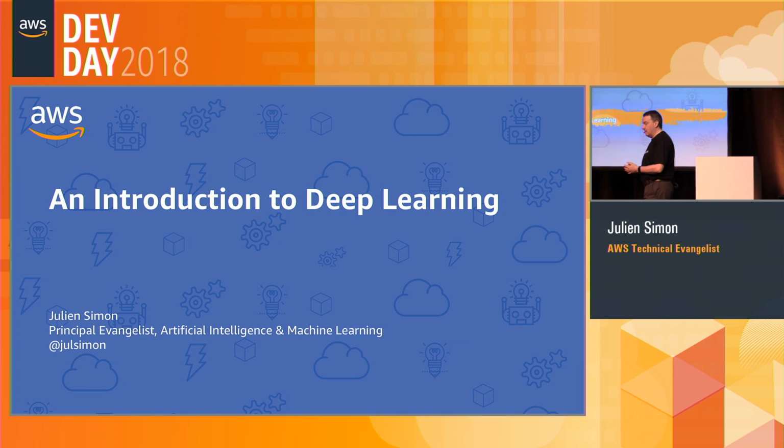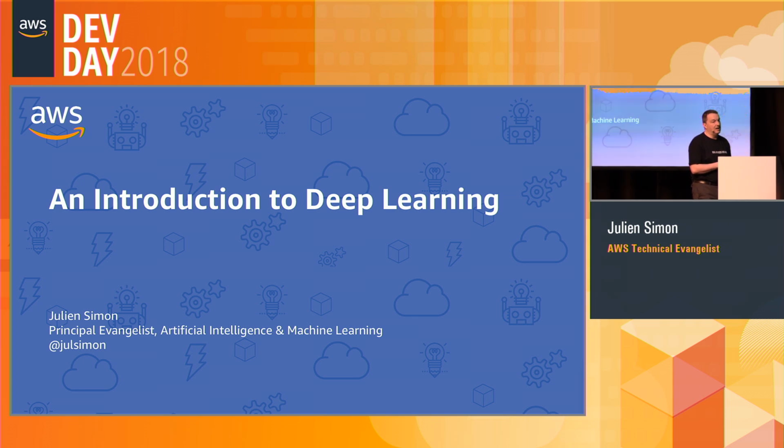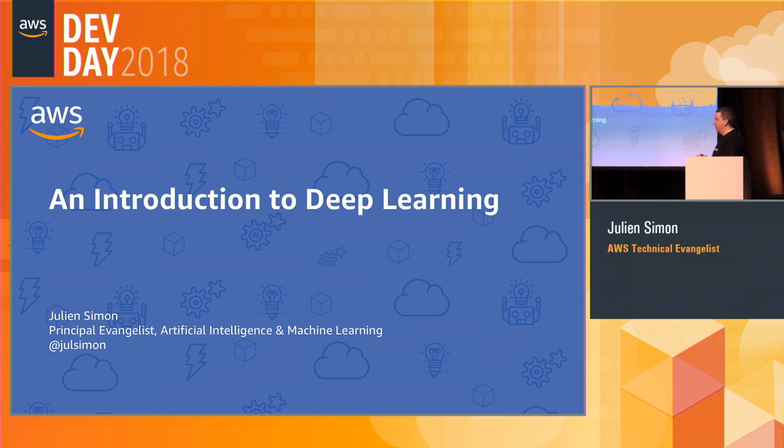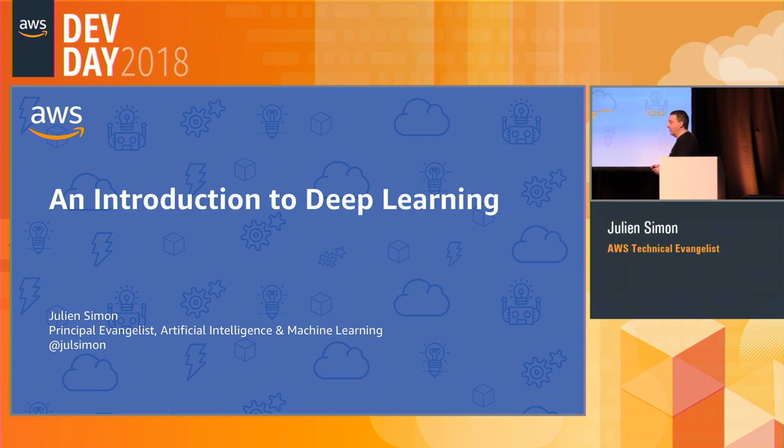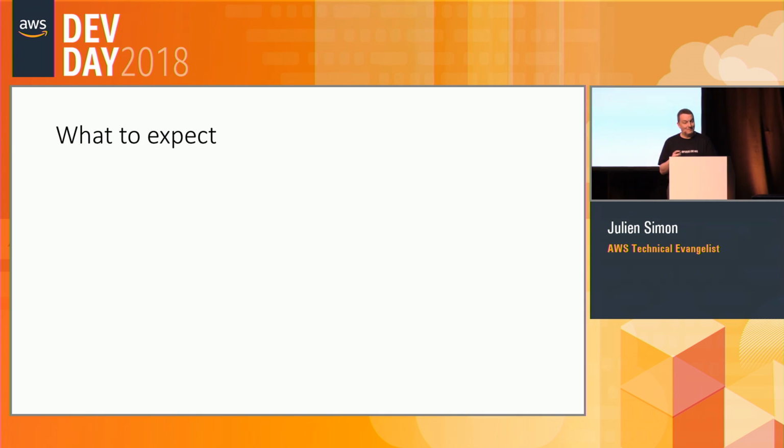And at the end of the day, we'll have a session on SageMaker, which is a new service that lets you train and predict at scale on AWS. Okay, but for now, let's focus on deep learning and try to understand why it works the way it works.